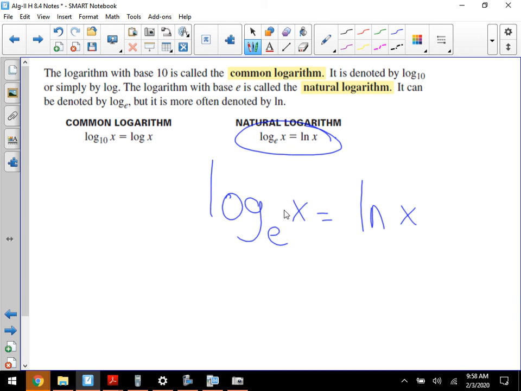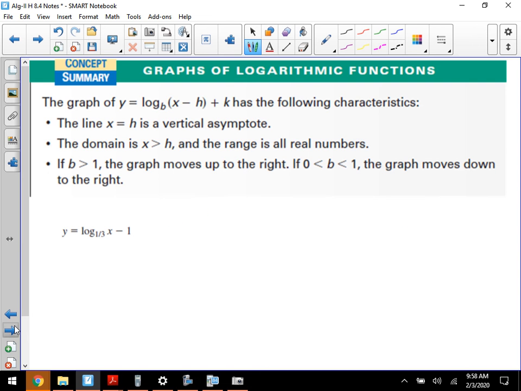We're so close to trig. It's so great. Trig is too hard. No. What's the graph one?